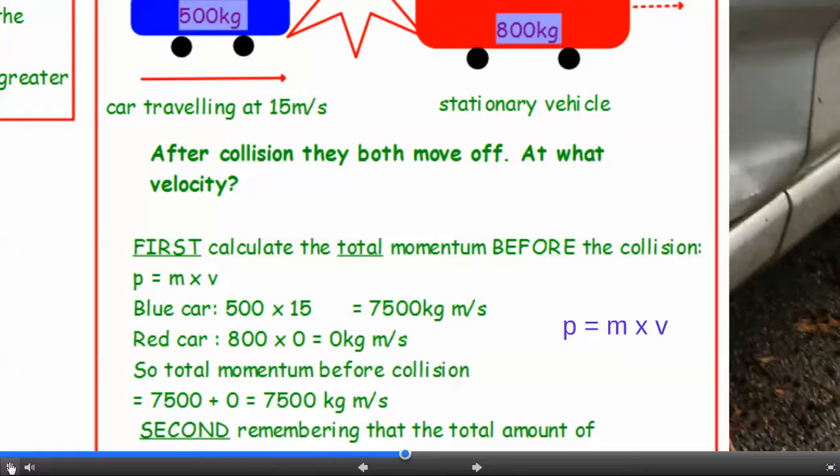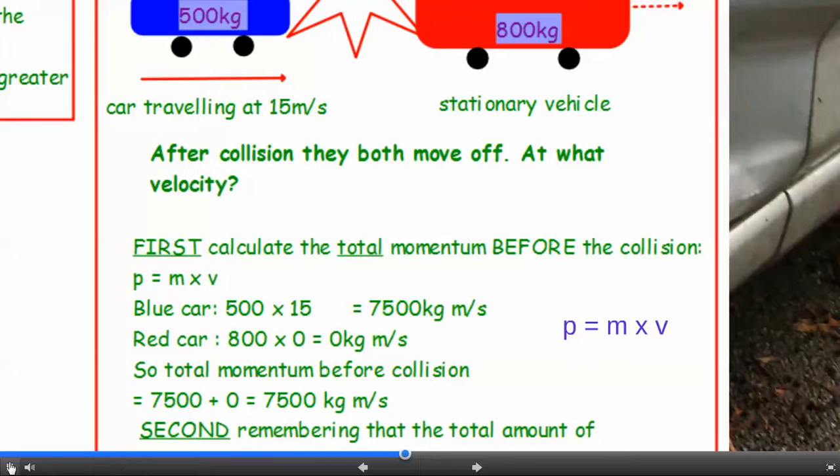So where do you start with that? Well, the first thing to do is calculate the total momentum before the collision. Now remember, momentum, P equals m times v, mass times velocity. So the mass of the blue car is 500 and his velocity was 15 meters per second. So momentum of the blue car was 7,500 kilogram meters per second.